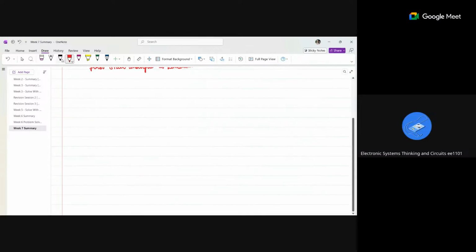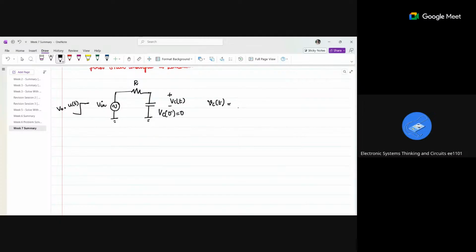So what we saw in week 6 is there is a Vin, a resistance R and a capacitor C. Given Vc of 0 minus is equal to 0, what is Vc of t when a step input is given? A step input is given as an input signal to an RC circuit, and the voltage across the capacitor is measured. What is the output?